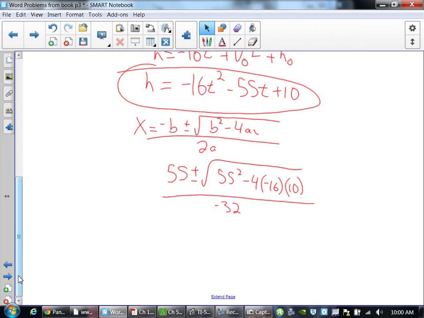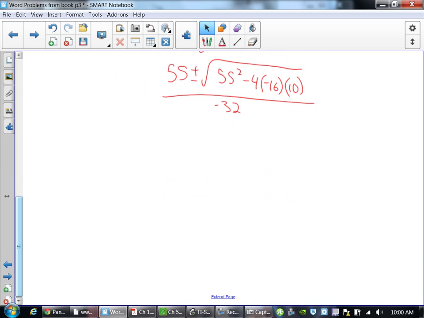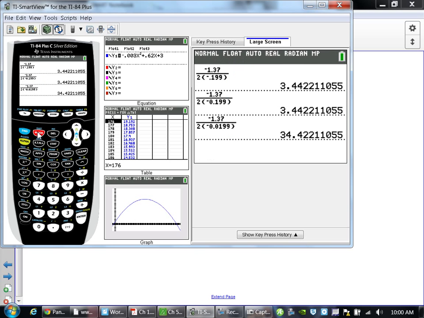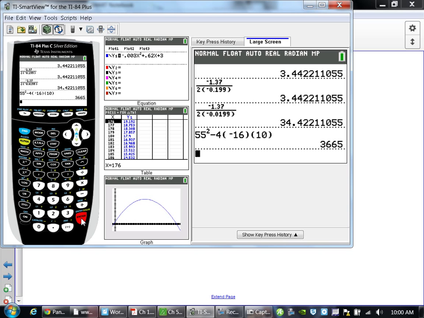So in my calculator, I'm going to do 55 squared minus 4 times negative 16 times 10, and hit enter. I get some crazy number.